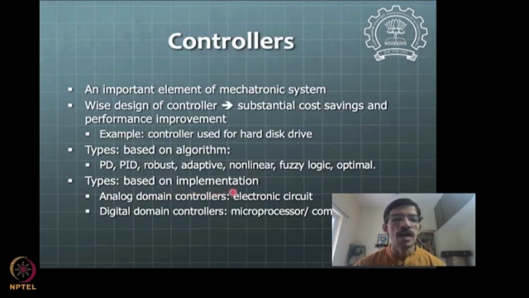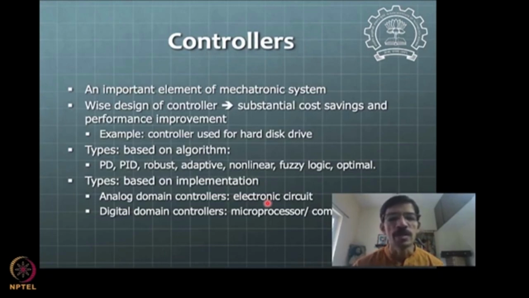Then you can have types of algorithm based on the implementation class. Okay, so you can have analog domain implementation or digital domain implementation. Like that, you can have controllers developed in different domains. Mostly, when we talk about mechatronic systems, we'll chiefly consider digital domain implementation by using a microcontroller or microprocessor. And analog domain also is a possibility, but whenever we have some simple kind of controllers implemented, then analog domain can be okay.